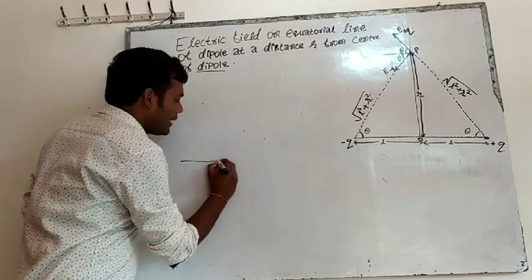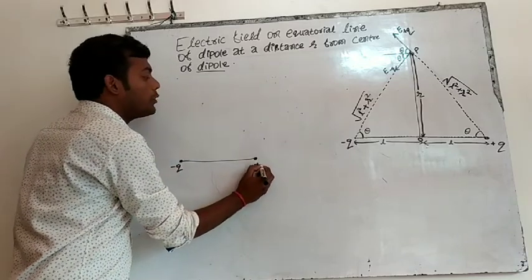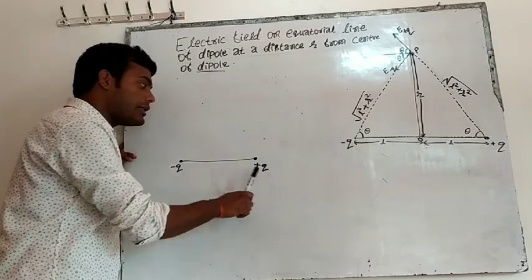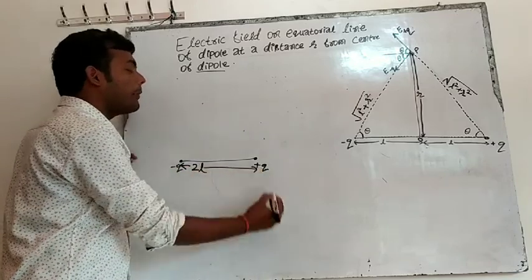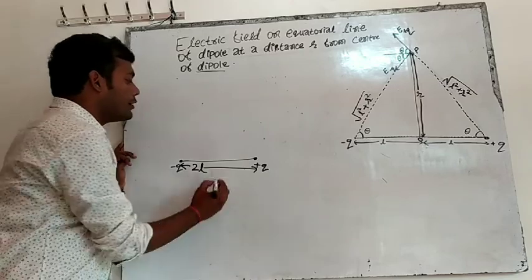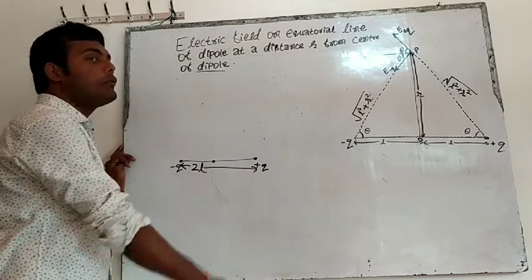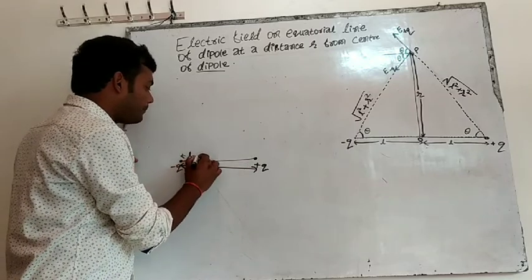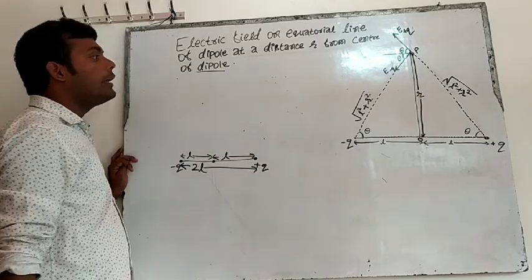Let's say that this is a dipole. What was the dipole definition? Two equal and opposite charges separated by a fixed distance. Let's say this fixed distance is equal to 2L. There is a concept of center of dipole. Center of dipole means the middle point of the dipole. So if this total is 2L, this will be L and this will also be L. So L plus L will be 2L.